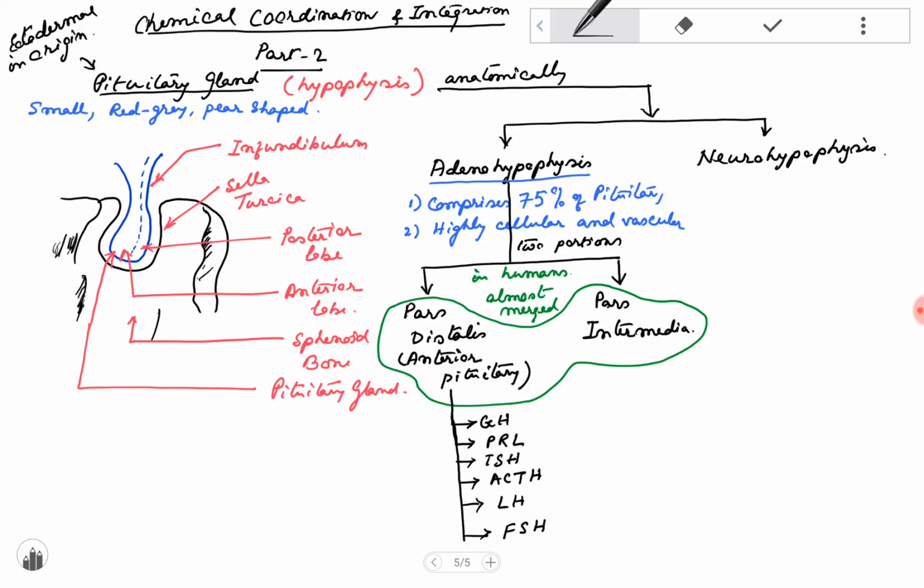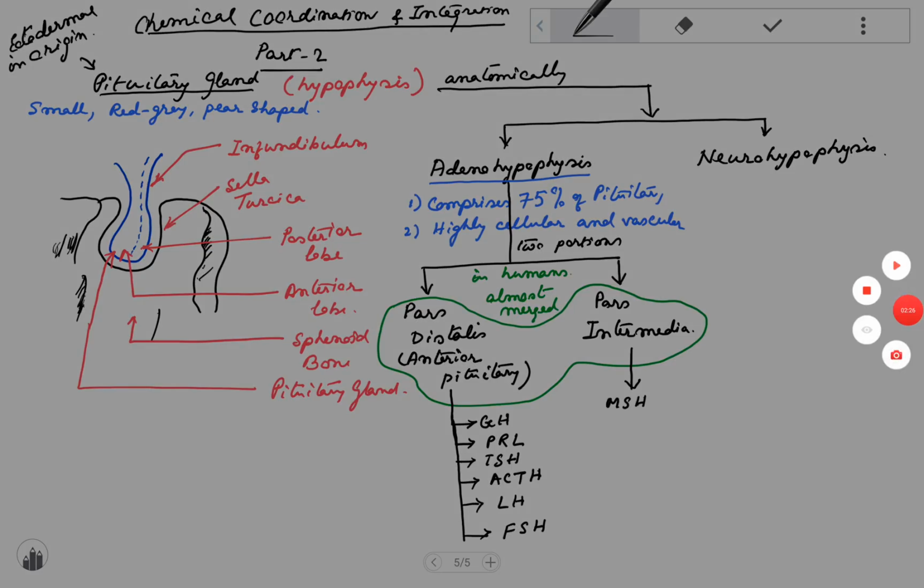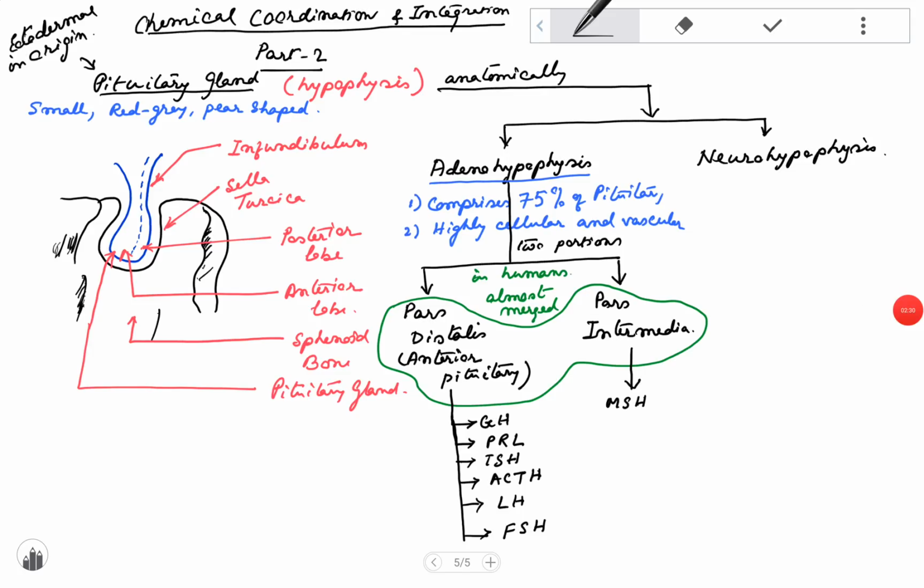Now, oversecretion of this growth hormone, let us go to the other page. Okay, let us write over here. So, pars intermedia, this produces only one hormone, that is melanocyte MSH. It produces MSH. Okay. Now, it is called melanocyte stimulating hormone.